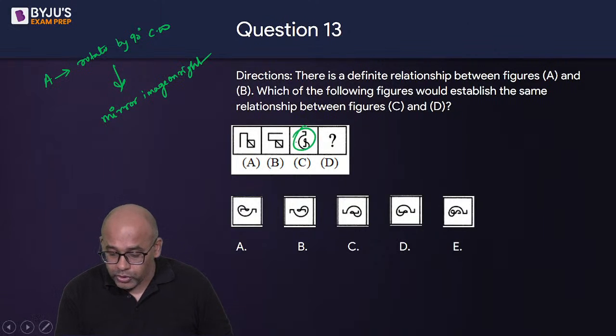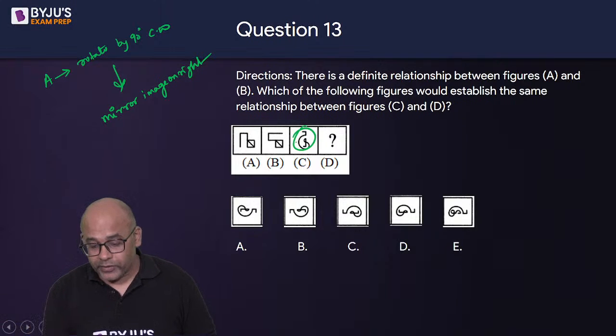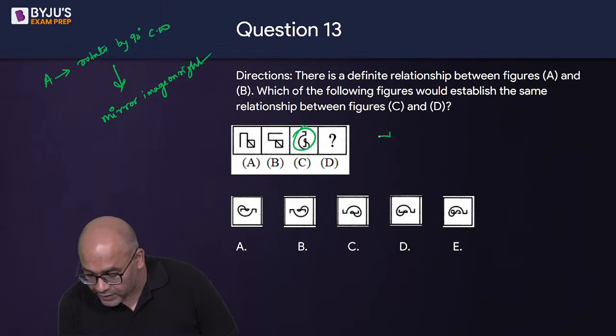This is what is happening. So here also you are going to first rotate it clockwise. When you rotate it clockwise, what will happen? You will get something like this. I'm not that great at drawing, so please don't mind my drawing. It will be somewhat like this.